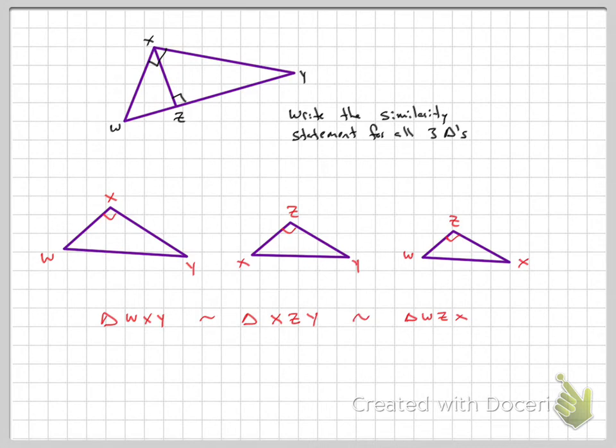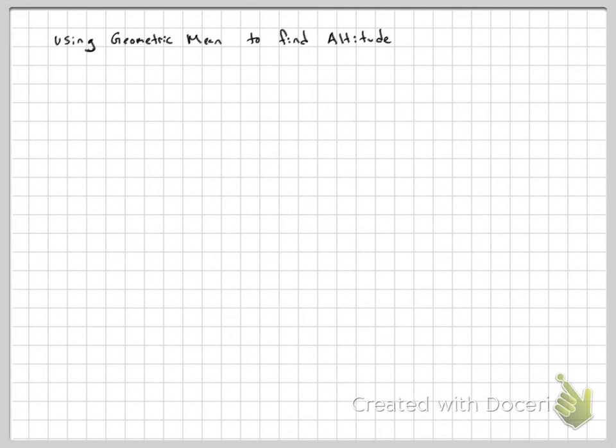So when you draw the altitude from the hypotenuse of a right triangle to the right angle, you're creating three similar triangles. Okay? So the second part of the homework today is going to be doing something like this. And our third part of the homework is using the geometric mean to find the altitude of a triangle.